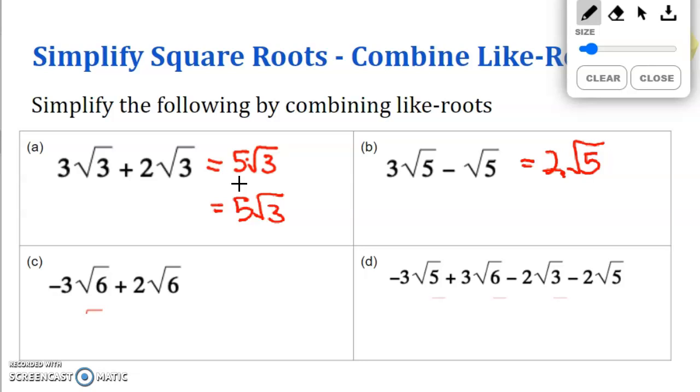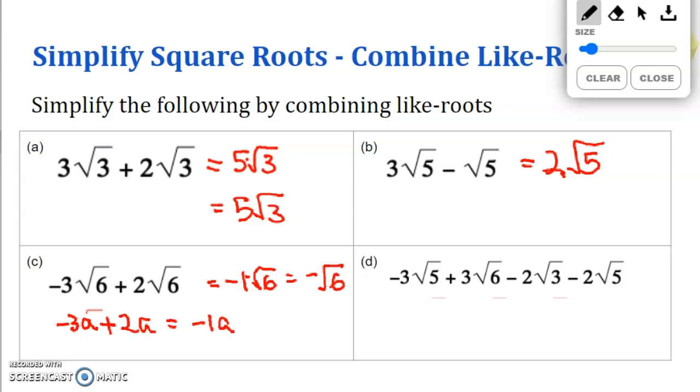What about negative 3 root 6 plus 2 root 6? So this is like negative 3a plus 2a. If I was to write negative 3a plus 2a, negative 3 plus 2 is negative 1. So it would be negative 1a, right? So in the same way, negative 3 root 6 plus 2 root 6 just means negative 1 root 6, which is really the same as negative root 6.